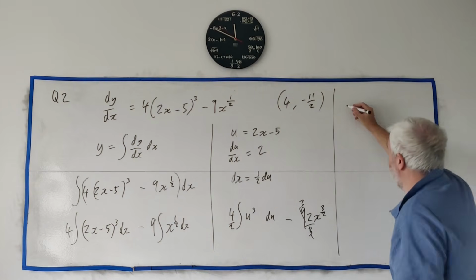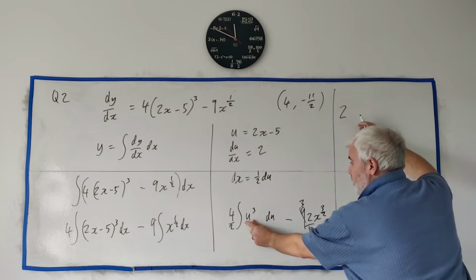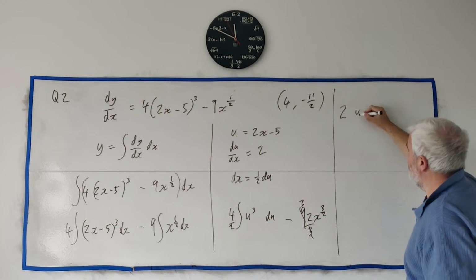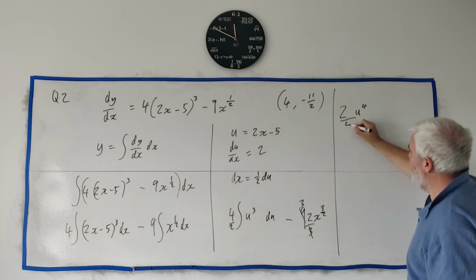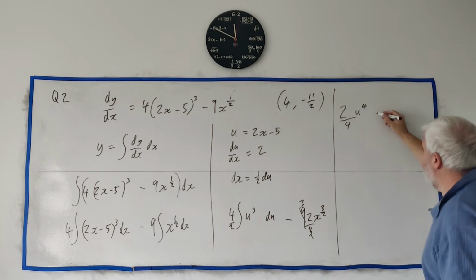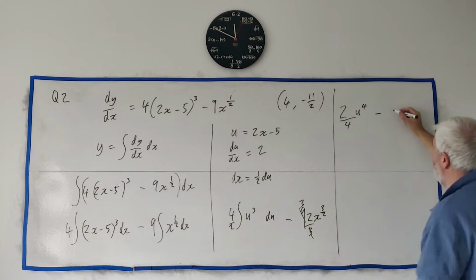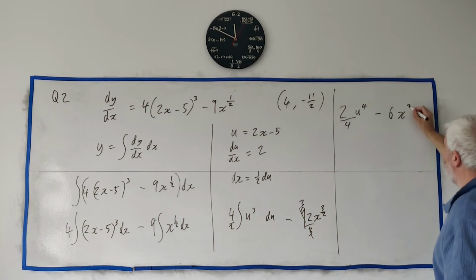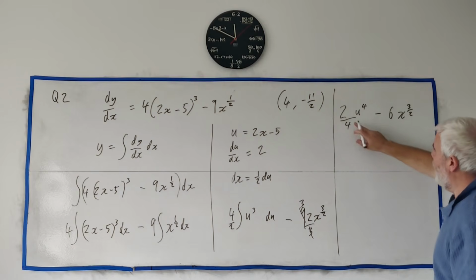This becomes 4 divided by 2, which becomes 2. The integral of u cubed is u to the power 4 divided by 4. And we'll write this in here. 3 times 2 is 6x^(3/2).